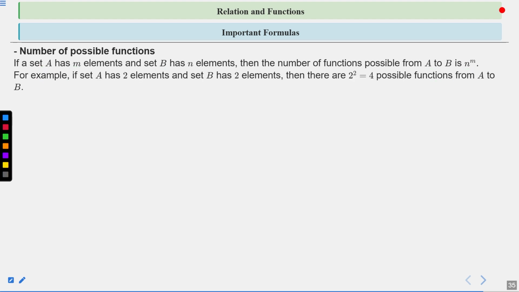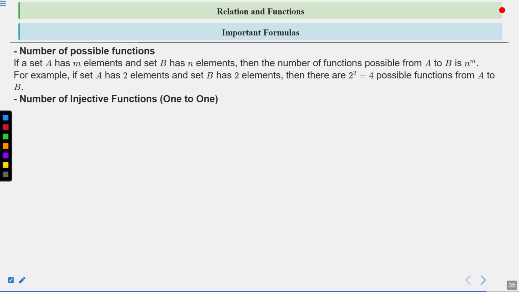Now for example, if you are having set A with 2 elements and set B with the same cardinality, with 2 elements, then there are 2 raised to power 2, meaning 4 possible functions from set A to set B. You can easily directly use this form also, n raised to power m, where n and m both are the same in this specific example.